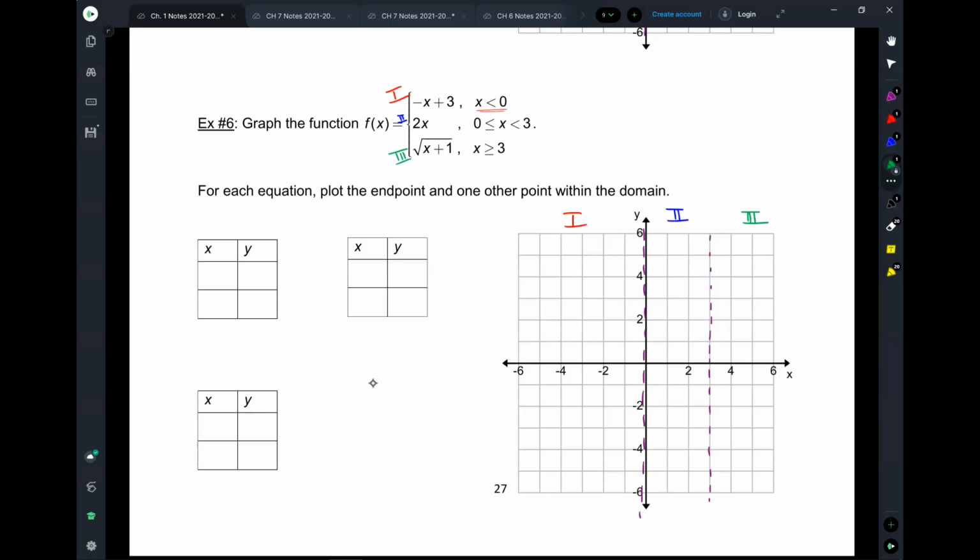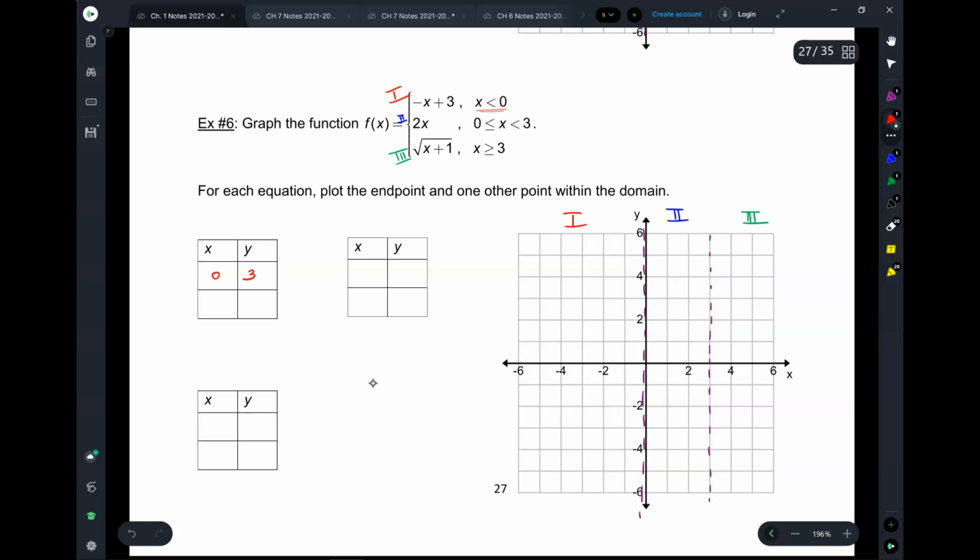What kind of graph am I going to get? Linear, parabola, what? Linear. Okay, so what's the first number I'm going to plug in there? A 0, because that's the partition, right? That's where the dotted line is for that region. Okay, so 0. And y will be 3.